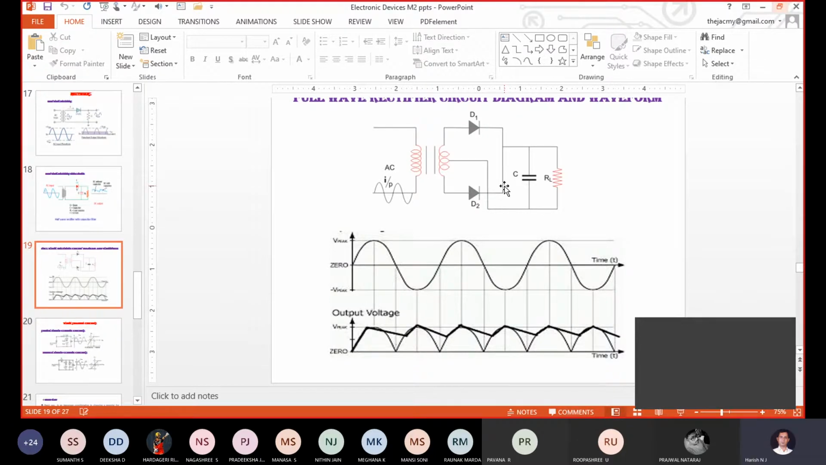Anybody, will you explain the working operation of a full wave rectifier circuit? I don't want it very detailed, I just want to know whether you know the concept of a full wave rectifier or not. Nitin Jain.